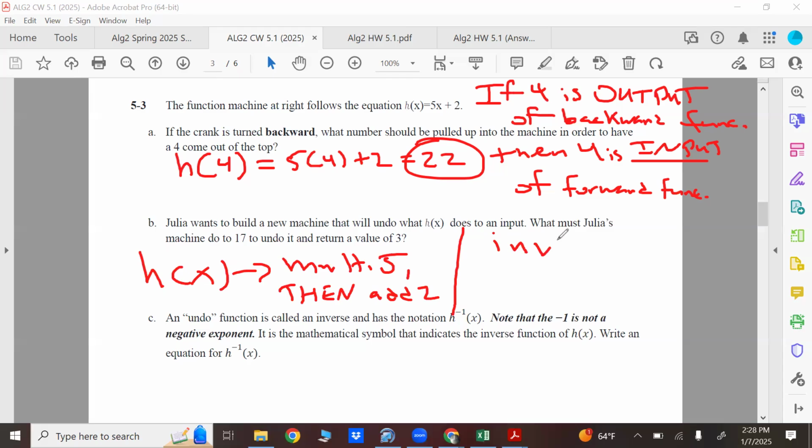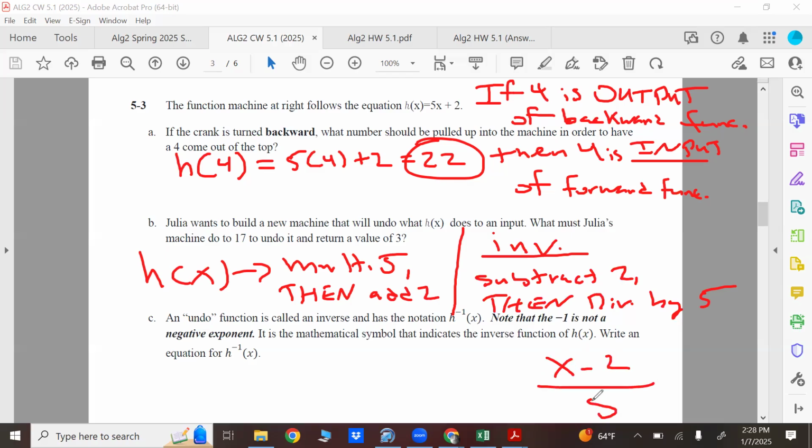So the inverse will be subtract 2, then... If you switch the order of them too. Yes, 100%. And that would make sense, right? Because your inverse is going to be x minus 2. Because if I plug in 17, I do get 5. Sorry, 3. I do get 3.